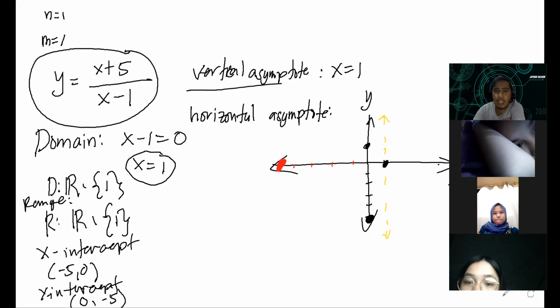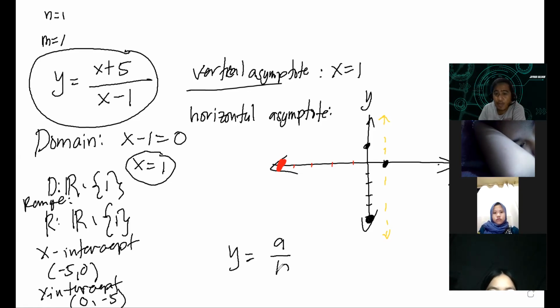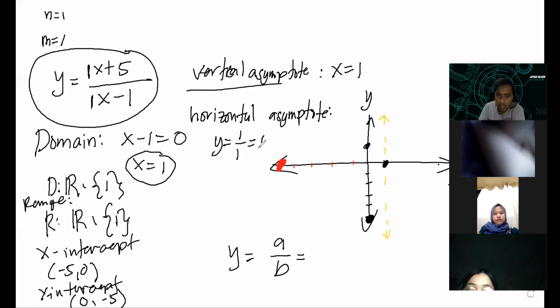What did we say when m and n are equal? Not no horizontal asymptote. Remember, it should be y equal to a over b, right? Where in this a is the numerical coefficient beside the numerator's highest power, and this b should be the numerical coefficient beside the denominator's. In this case, your a is 1 and your b is also 1, right? So in this case, your horizontal asymptote should be y equal to 1 over 1, because your a is 1 and your b is 1. So it is just y equal to 1.